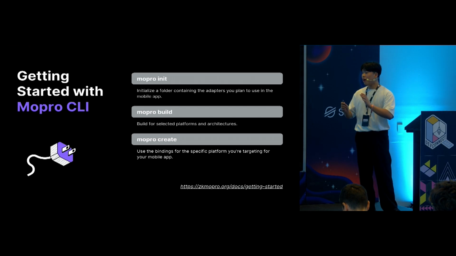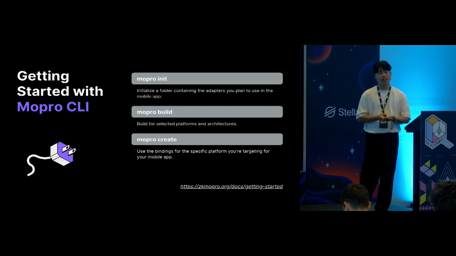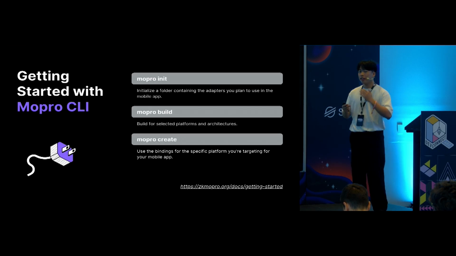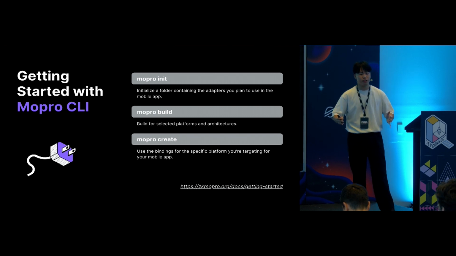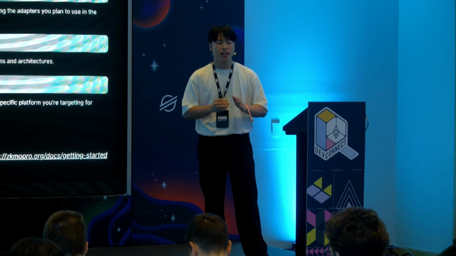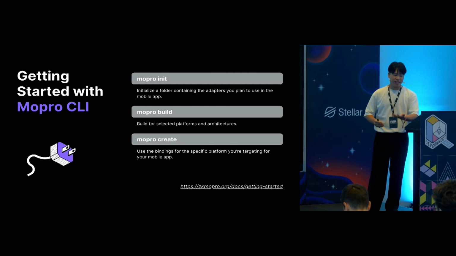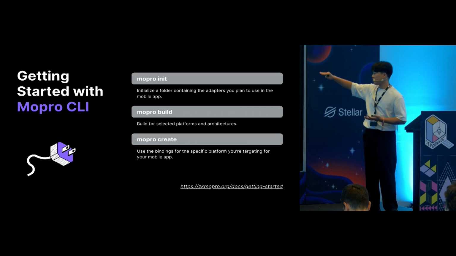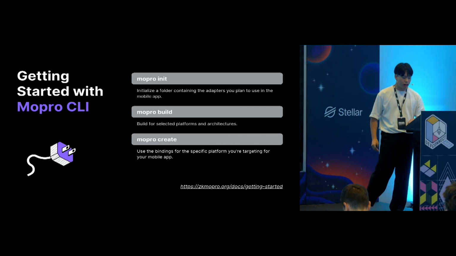Now you have the Rust library and the bindings you generated for it. The final step is mopro create, which will help you scaffold a template app so that you can start building your mobile applications in no time. We have a native one and a cross-platform one you can choose from. Very simple, just these three steps will help you get started building your ZK applications on mobile.